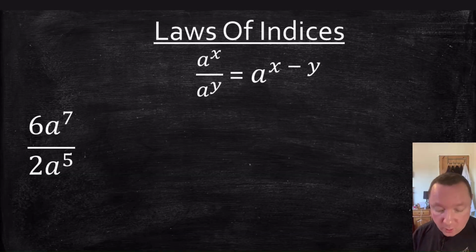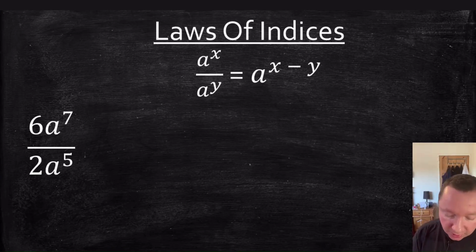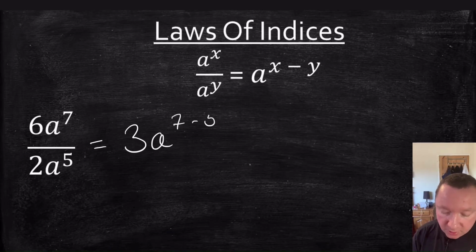6a to the 7 over 2a to the 5. Well, I can do 6 divided by 2 first to get 3, and then we've got a to the power of 7 minus 5. So that is 3a squared.